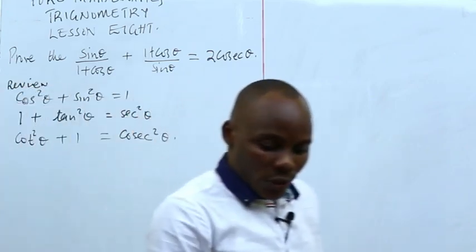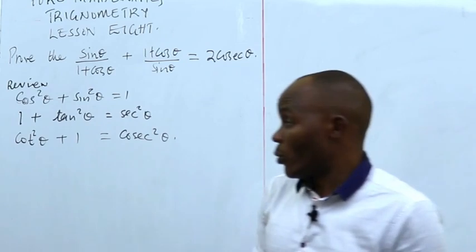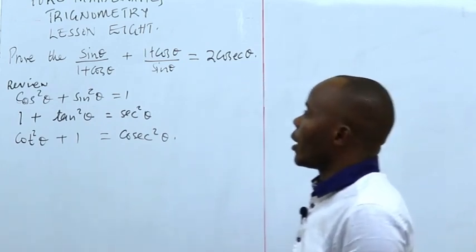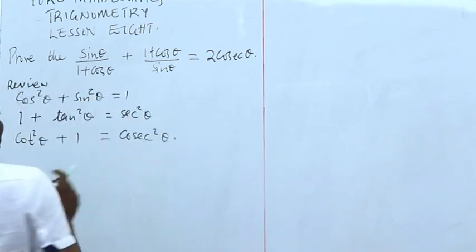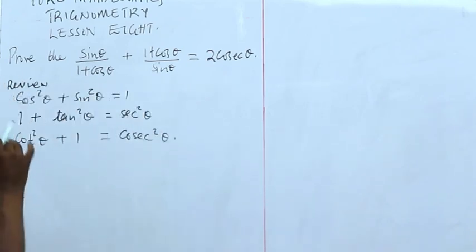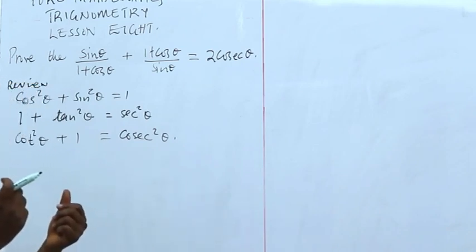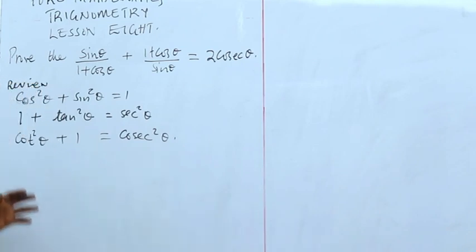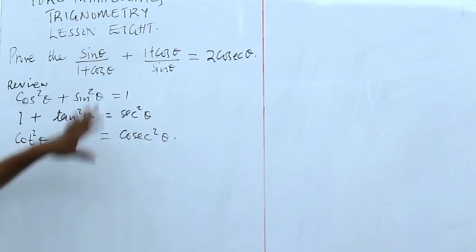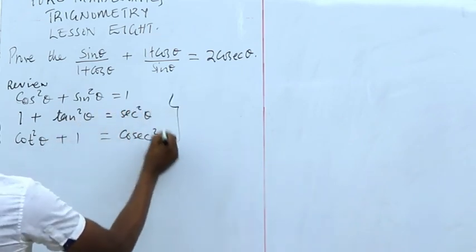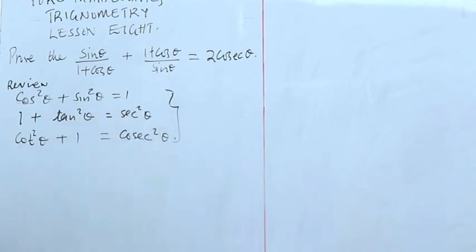Now, with those three identities, we call them the trigonometric identities. We discovered that we can use them to solve trig problems. We can also use them to prove other identities, using these ones as you're seeing them. For example, we have a question there.